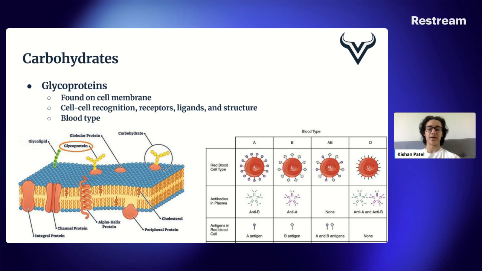And one important example of these are in blood type. So we have A, B, and O blood types, different combinations of each. And the way these come about is that people who have A blood type have the A antigen, and these antigens are glycoproteins. So these proteins differentiate between the different blood types.